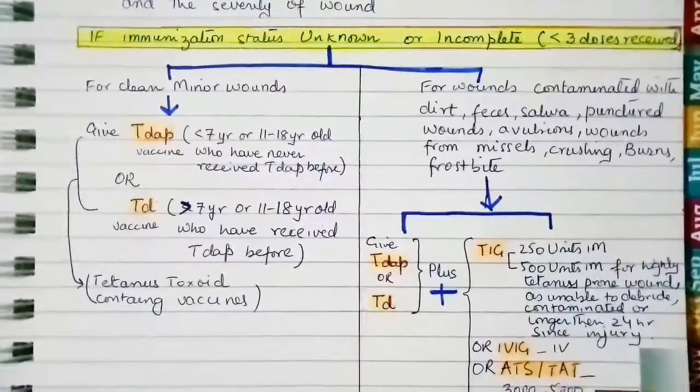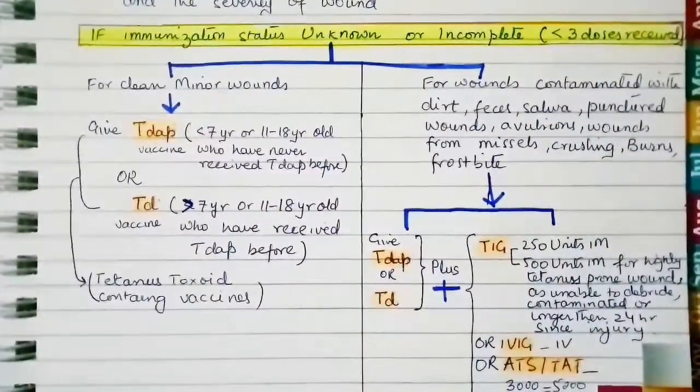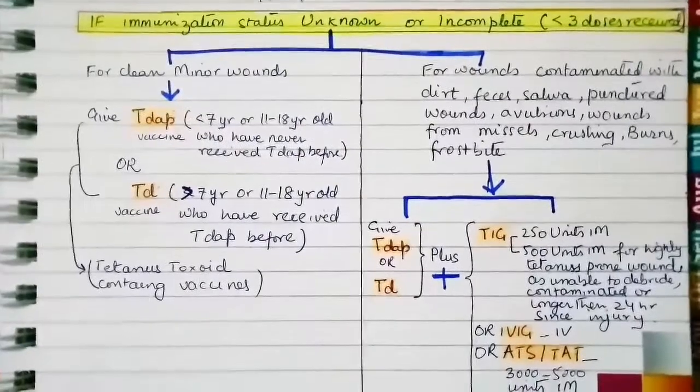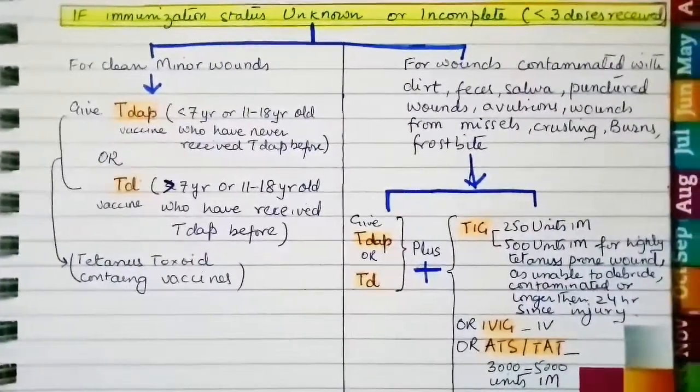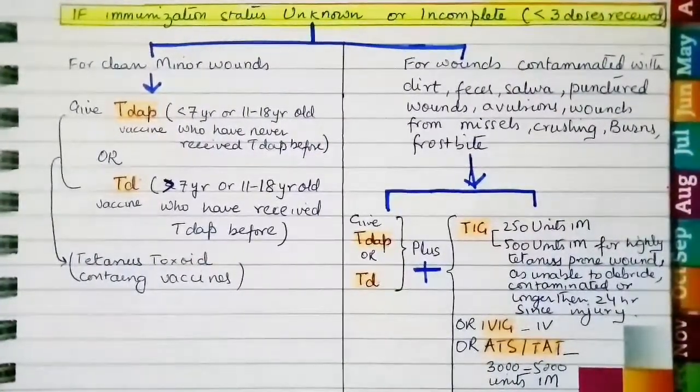For clean minor wound, tetanus toxoid containing vaccine is given. Tdap vaccine is given to children less than 7 years old and to 11 to 18 years old, who have never received Tdap vaccine before. However, Td vaccine is given to children more than 7 years of age or 11 to 18 years old, who have received Tdap before. On the other hand, wounds contaminated with dirt, feces, saliva, punctured wounds, avulsions, wounds from missiles, crushing, burns or frostbite are managed similarly with tetanus toxoid containing vaccines, Tdap or Td, plus tetanus immunoglobulin or intravenous immunoglobulins or ATS.